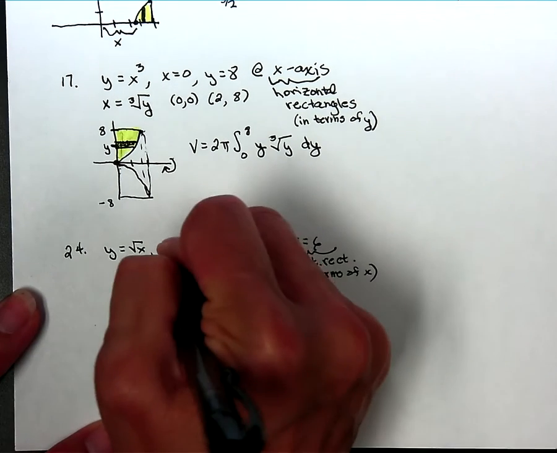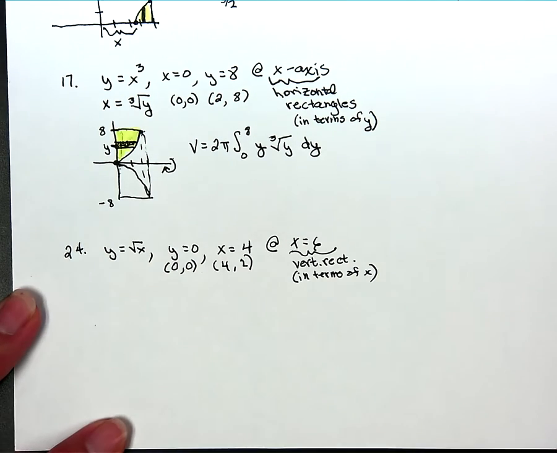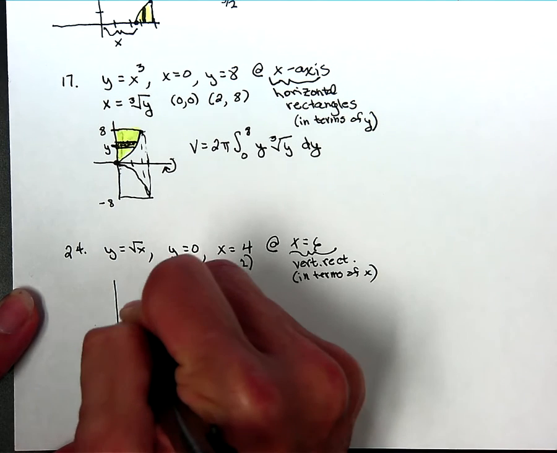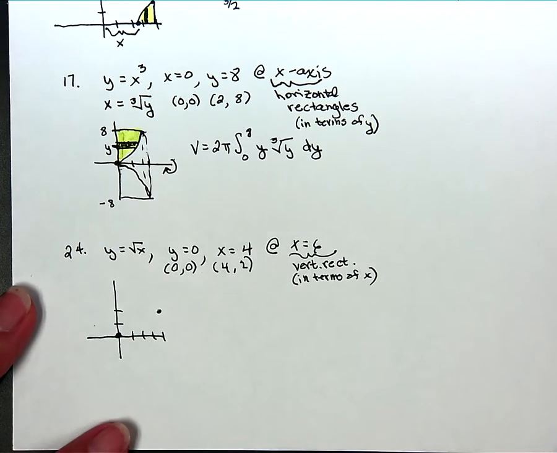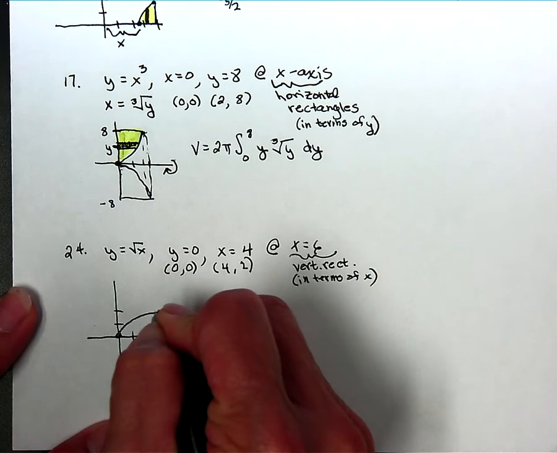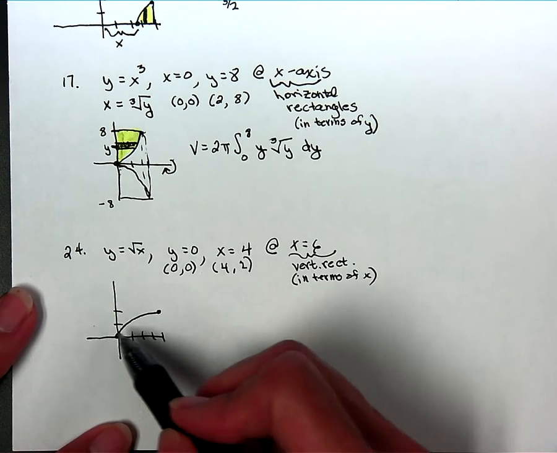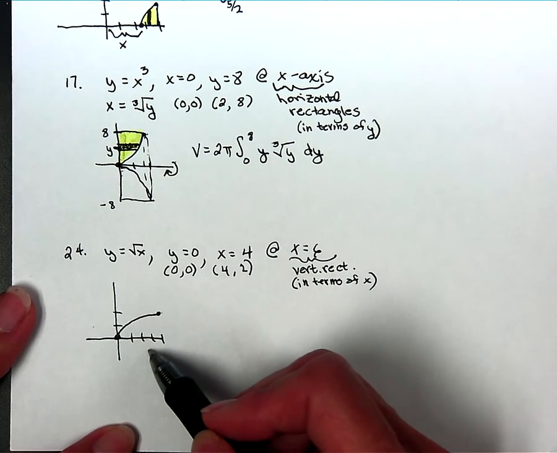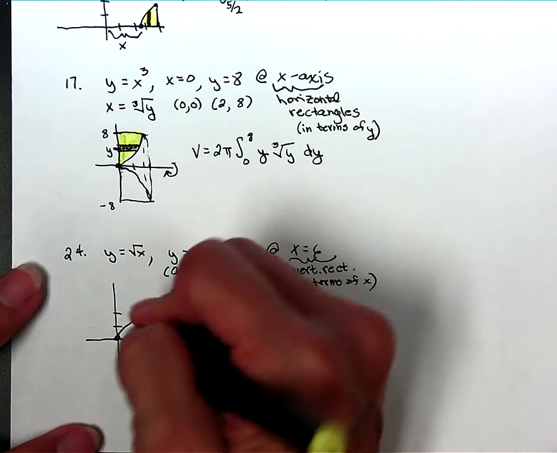When y equals 0, x would be 0. And when x equals 4, y would be 2. And we know what square root of x looks like, from 0, 0 to 4, 2. It's the top half of a sideways parabola. So the part that I'm rotating is going to be bounded by y equals square root of x, y equals 0, which is which axis? The x-axis, and x equals 4. This is what I'm rotating.